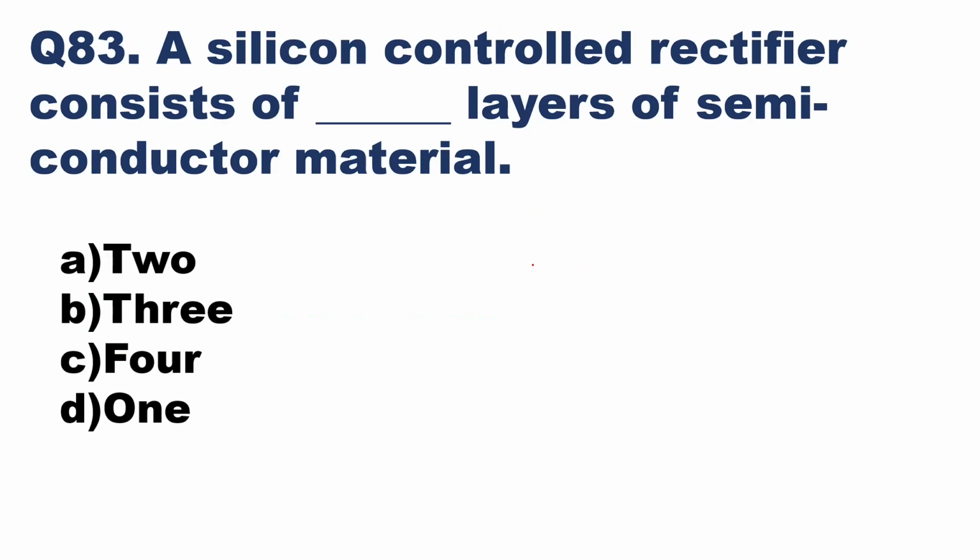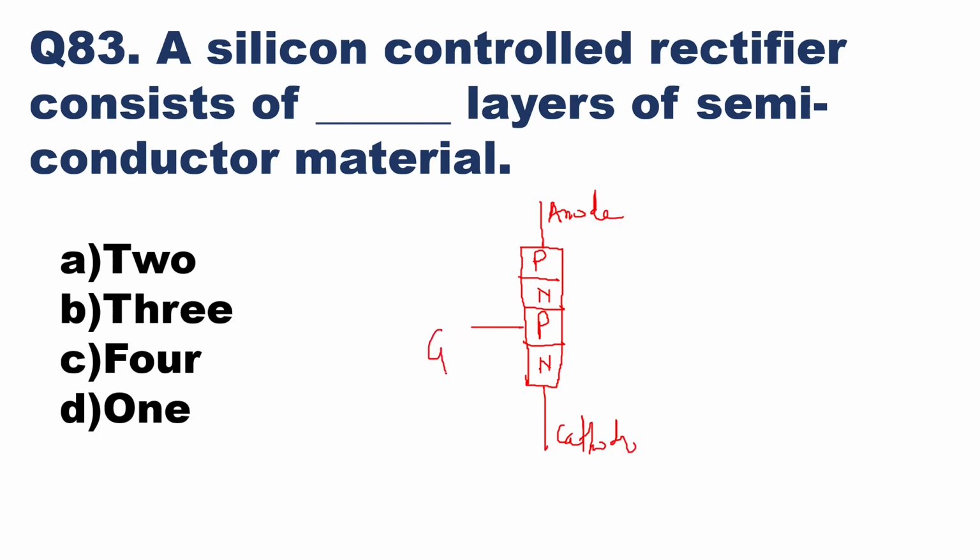A silicon controlled rectifier consists of dashed layers of semiconducting materials. So how many layers of semiconductor materials does a silicon controlled rectifier, that is SCR, have? We have seen the structure of SCR. In the structure of SCR we had P-type material, N-type material, again P-type material, again N-type material. The first P was taken as the terminal anode, the last N was taken as the terminal cathode, and the in-between P, the second P, is taken as gate. So anode, cathode, and gate were the three terminals.